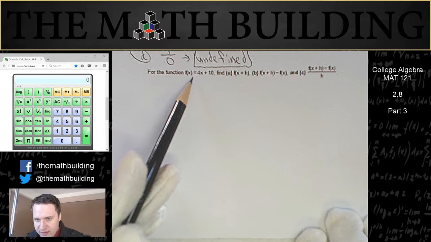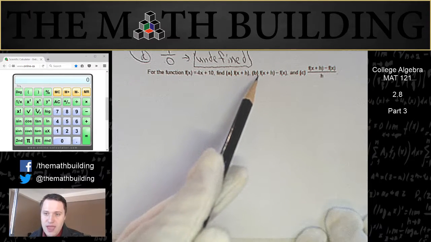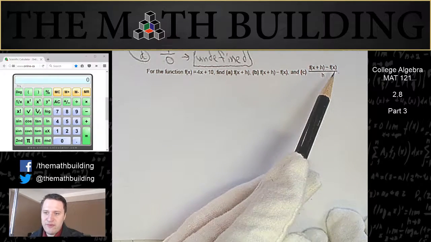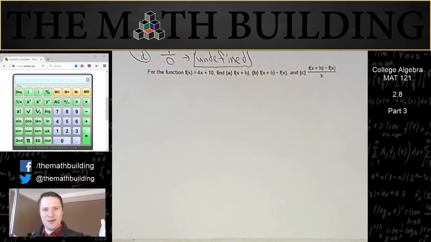We're learning about how to find different types of functions. So we have f of x equals 4x plus 10. We want to find f of x plus h, f of x plus h minus f of x, and f of x plus h minus f of x divided by h. And that might seem kind of weird, like kind of random. Why would you do that?